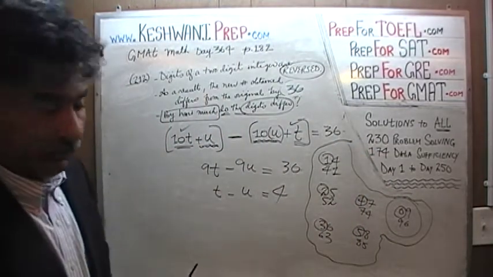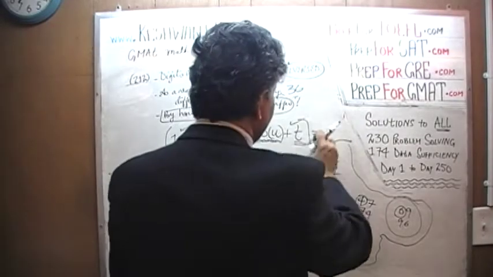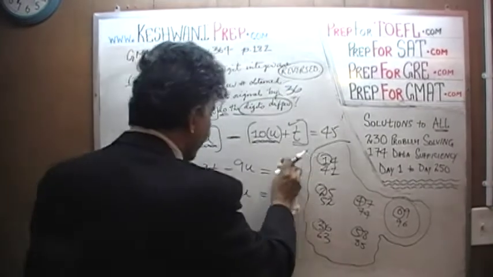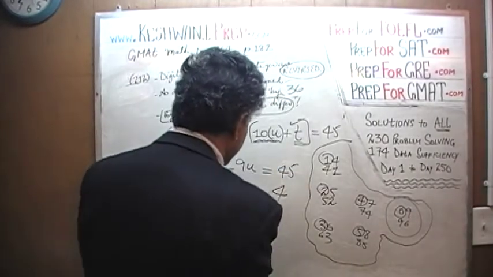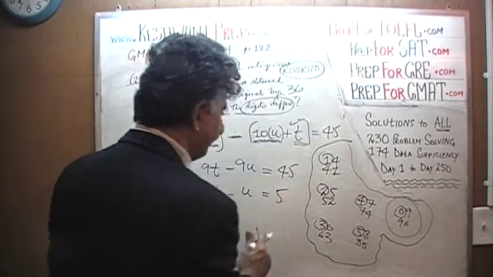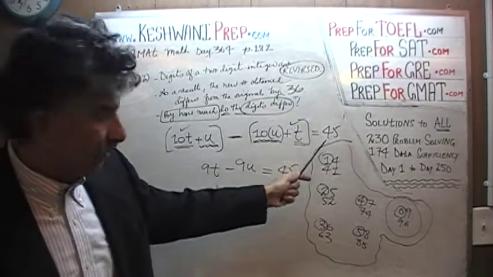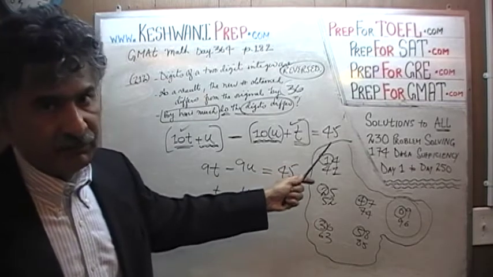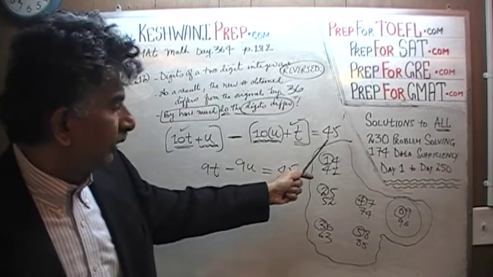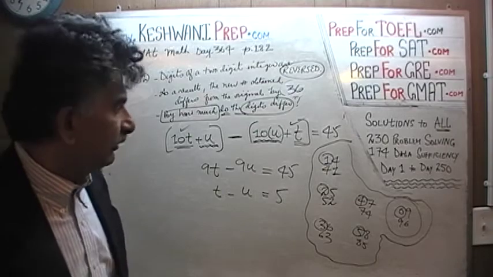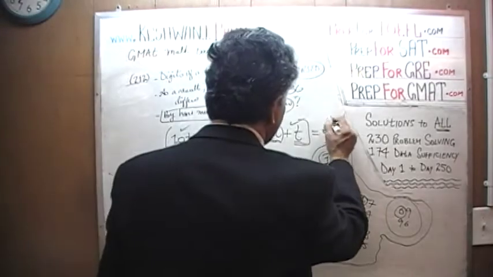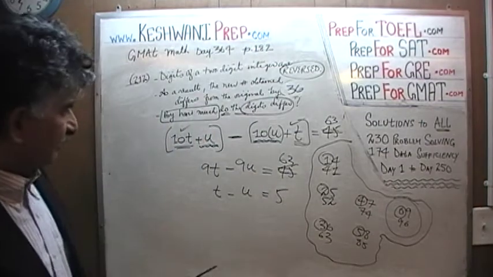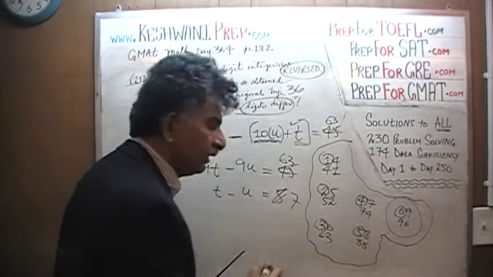You want to do one more problem? Let's do one more. You get the idea. Maybe they differ by 45. Well, if they differ by 45, then their difference must be 5. If they differ by 54, their difference is going to be 6. It's a table of 9, you see. So we have 45, then 54, then 63. If they differ by 63, how many 9s in 63? 63 would have 7 9s. Then the two digits will differ by 7.